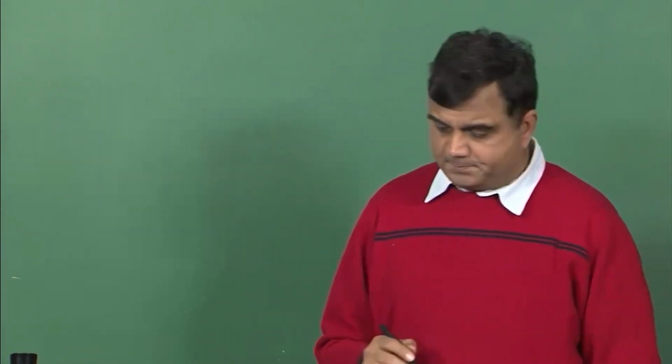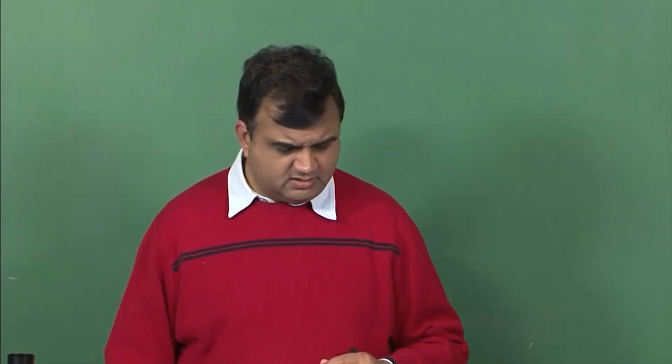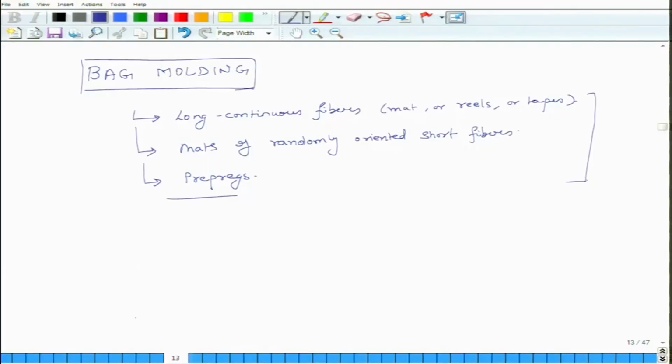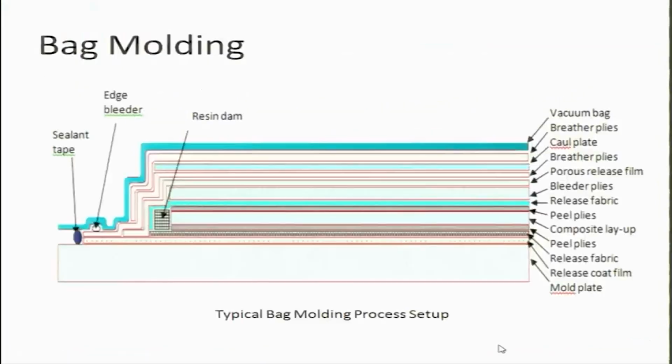Actually probably the best thing is to see a picture to get an idea of what this bag molding process is all about. So let us look at this picture and you will see a lot of terms. Here what we are trying to do is make a rectangular flat plate of composite material. In that case we have a mold plate. So this is my mold plate, and it is made up of steel.